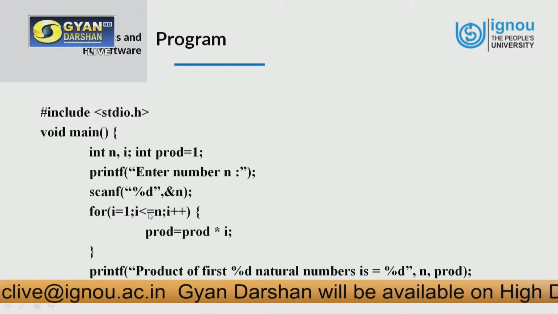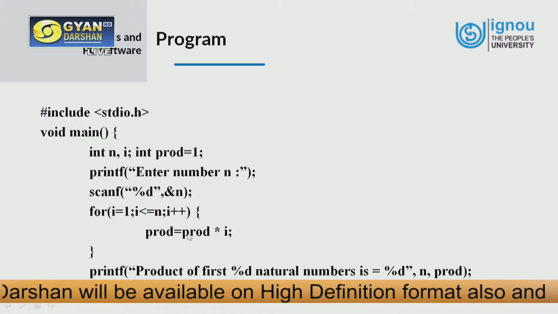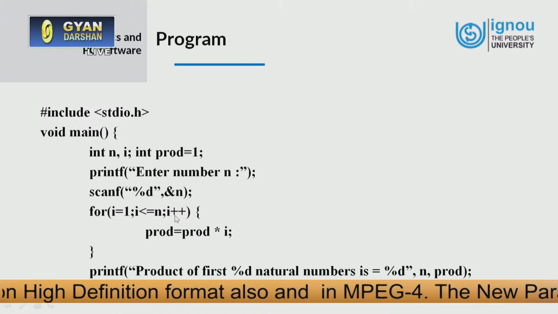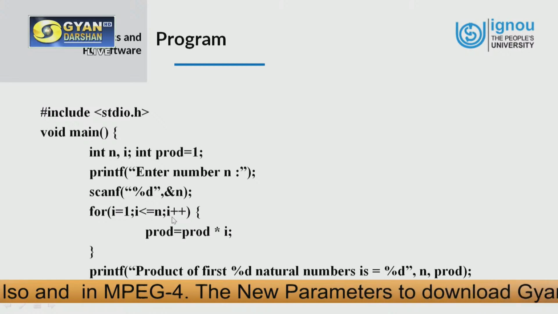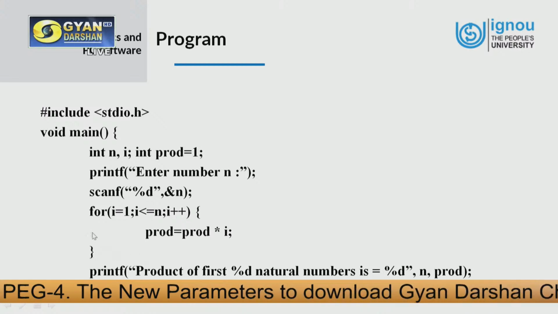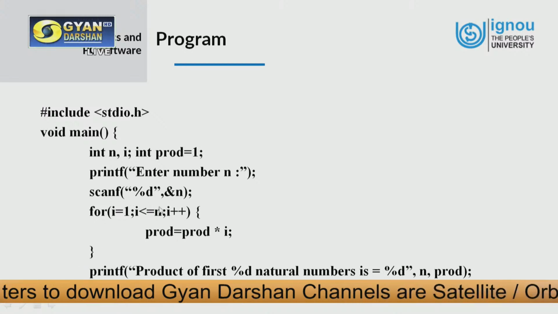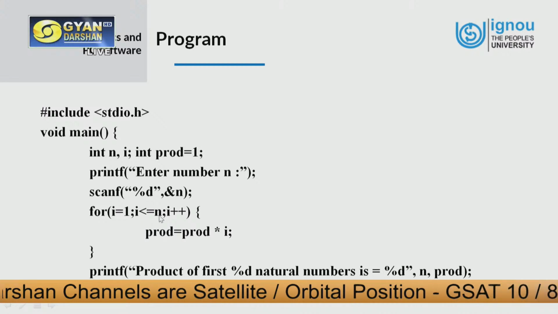If it is less than or equal to n, then the product part is done. And once the product part is done, then the incrementation part is done. I plus plus is simply increment I by 1. That is what it means in C. And this whole loop will be repeated till I is less than or equal to 5. Suppose the value of n is 5, right?